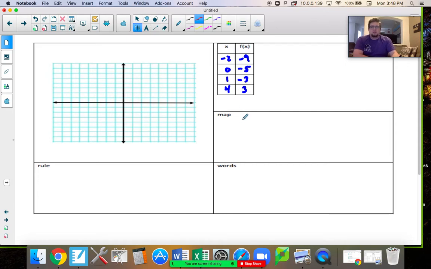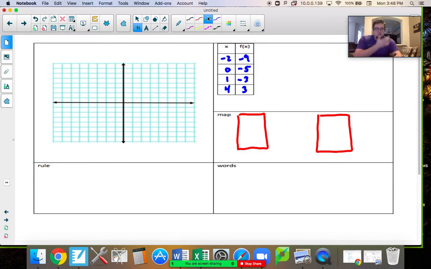We're going to have to create a map. That was a terrible, I'm going to need more space than that. We're going to create a map. We're going to try to describe the situation in words. We're going to try to build the function rule as well. We can convert from any form of function into any other form of function.